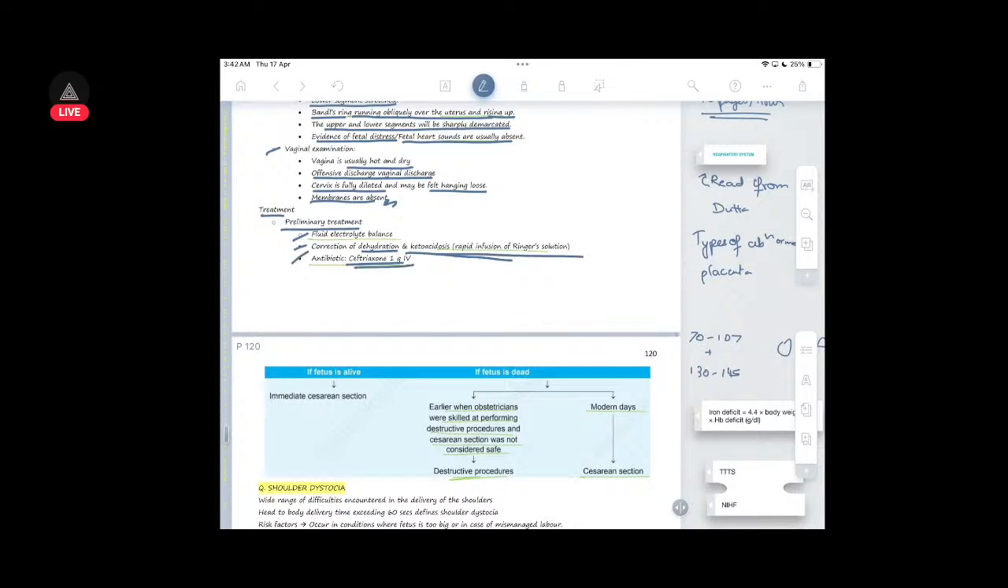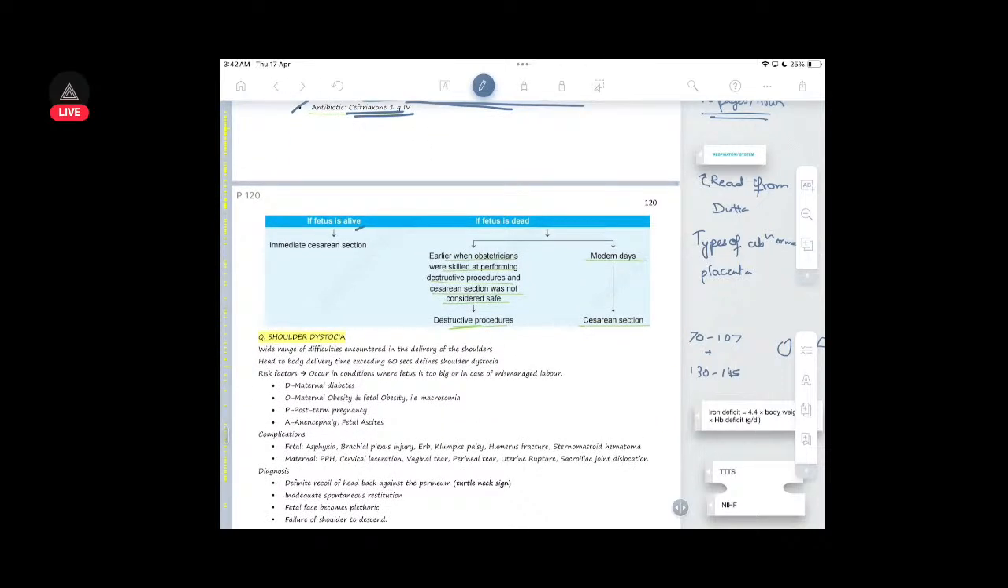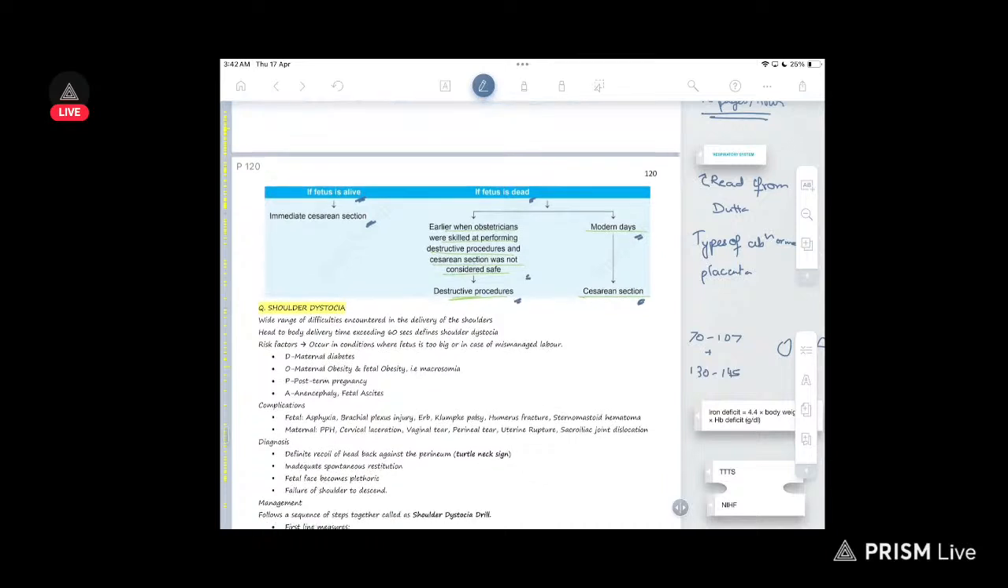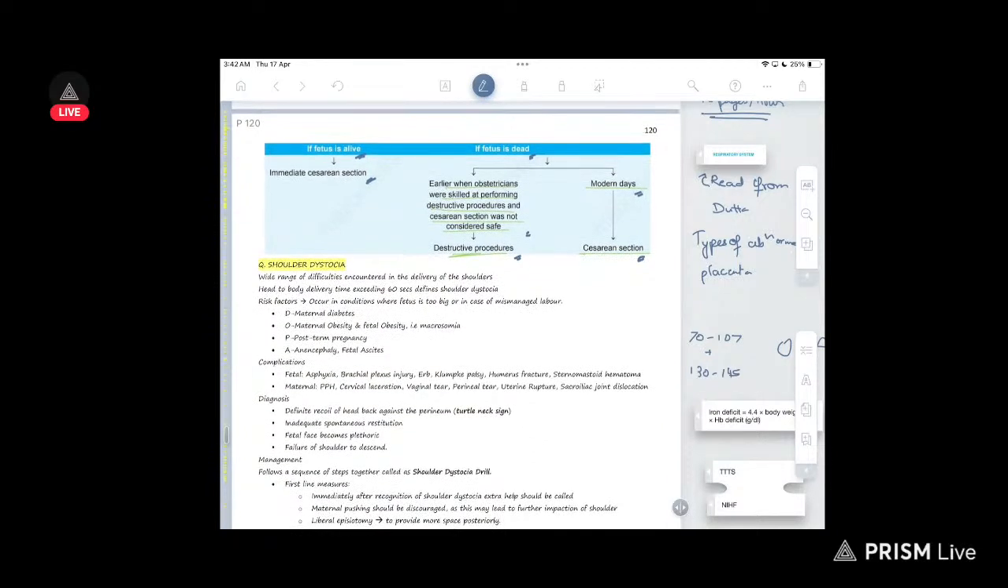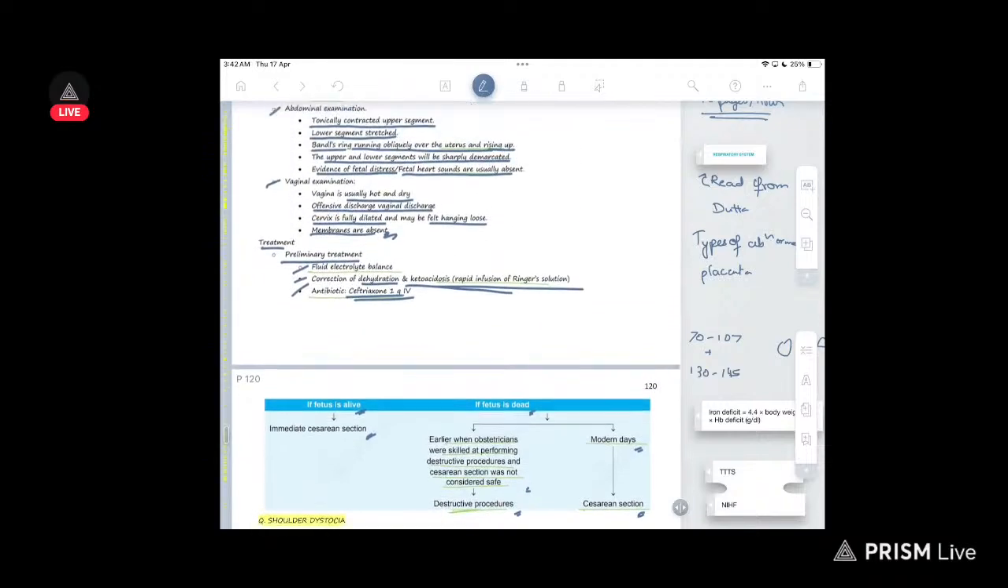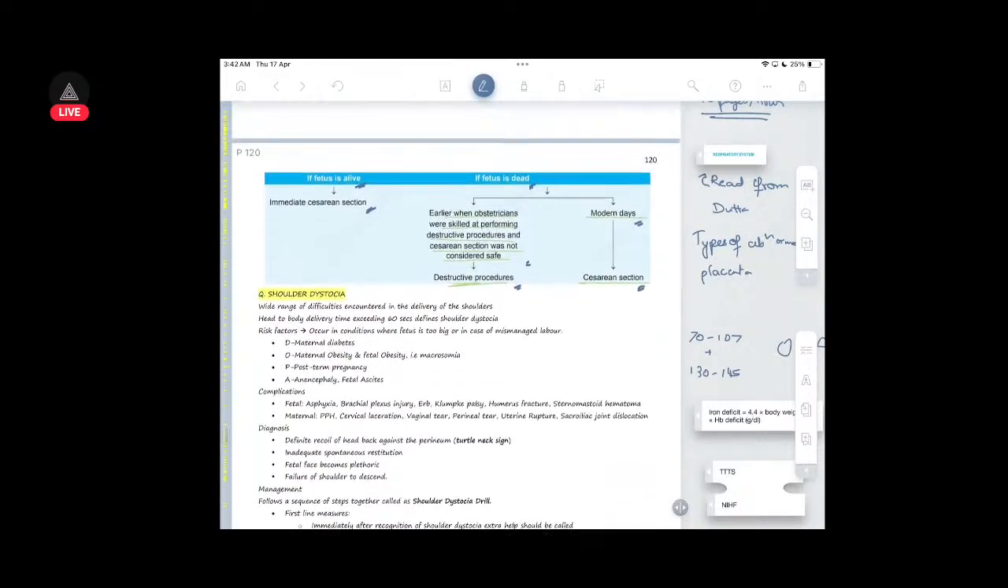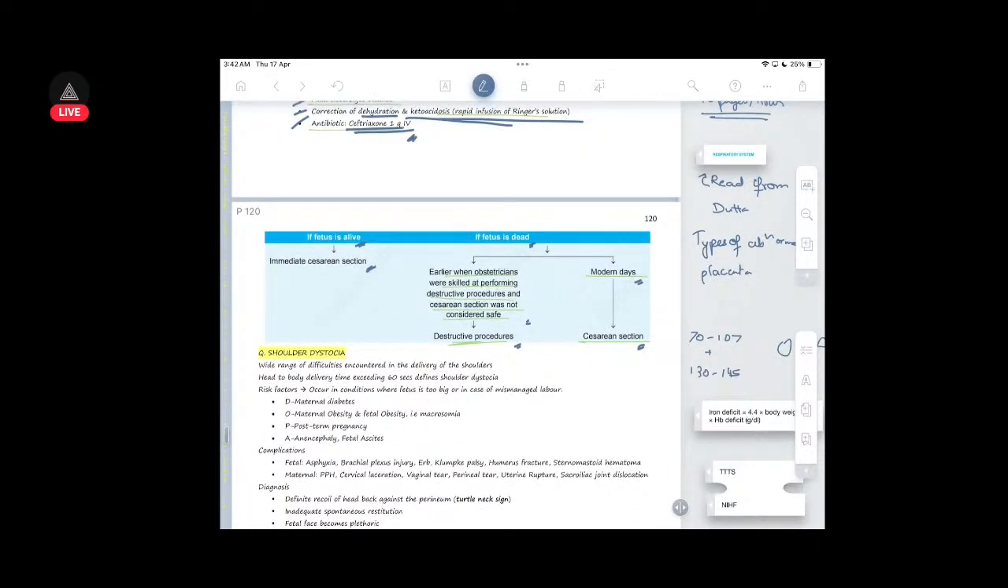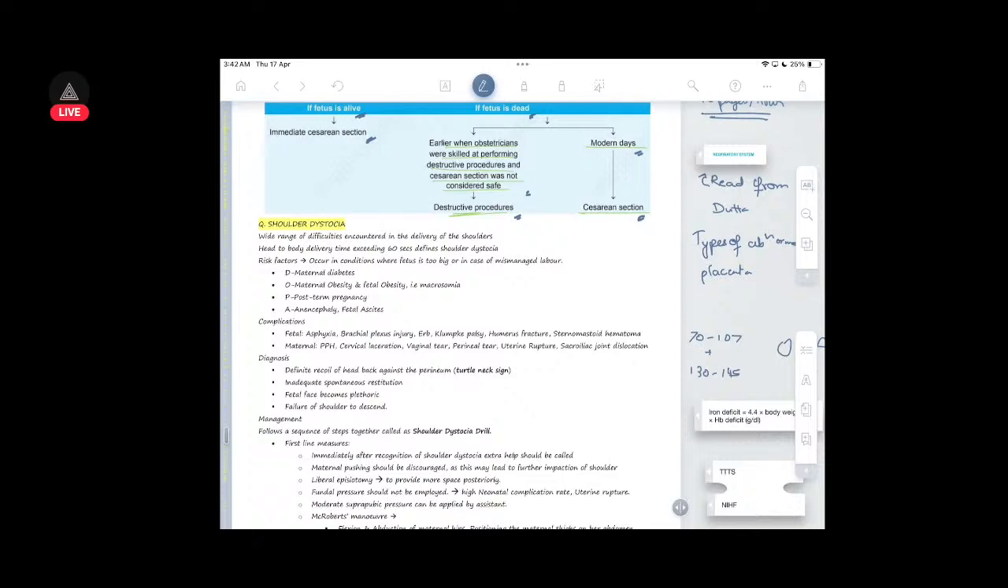Antibiotics, ceftriaxone 1 gram IV you can provide. If the fetus is alive, then you provide immediate cesarean section. If the fetus is dead, in modern days you do cesarean section. Earlier, when obstetricians did destructive procedures, you would do a destructive procedure. Okay, fetus is alive, immediate cesarean section. That's it. Okay, ceftriaxone antibiotic.